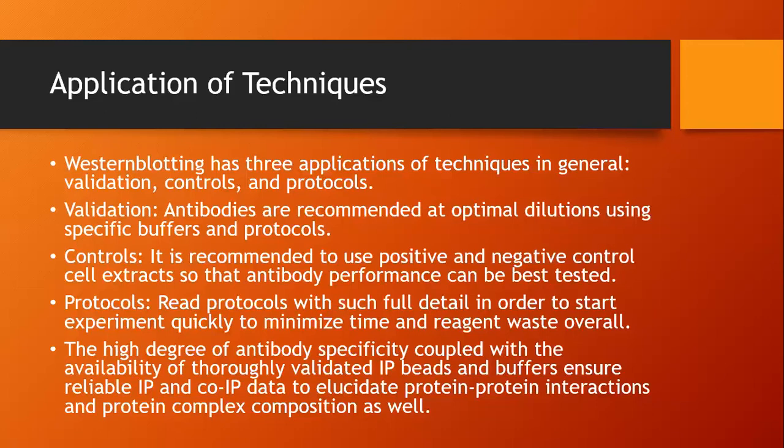The second part is the controls. For immunoblotting, it is recommended to use positive and negative control cell extracts so that the antibody performance can be best tested. It's really important to keep that in mind.